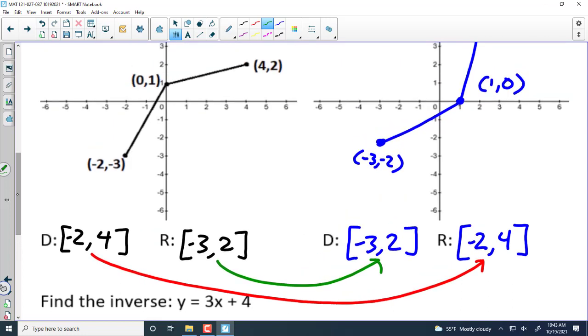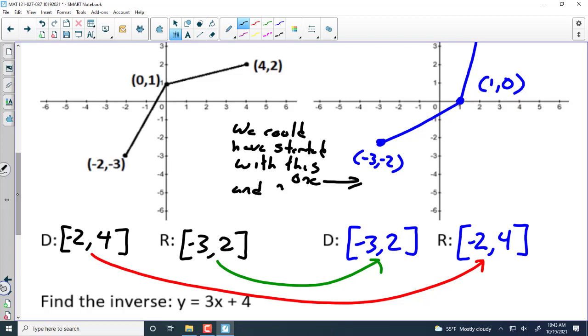And of course, well, maybe not of course, I shouldn't say of course, but we could have started with this one and found this one. If I had given you that picture over there on the right to start with, we could have just easily turned it into the picture on the left. So you can go back and forth between the original and the inverse.